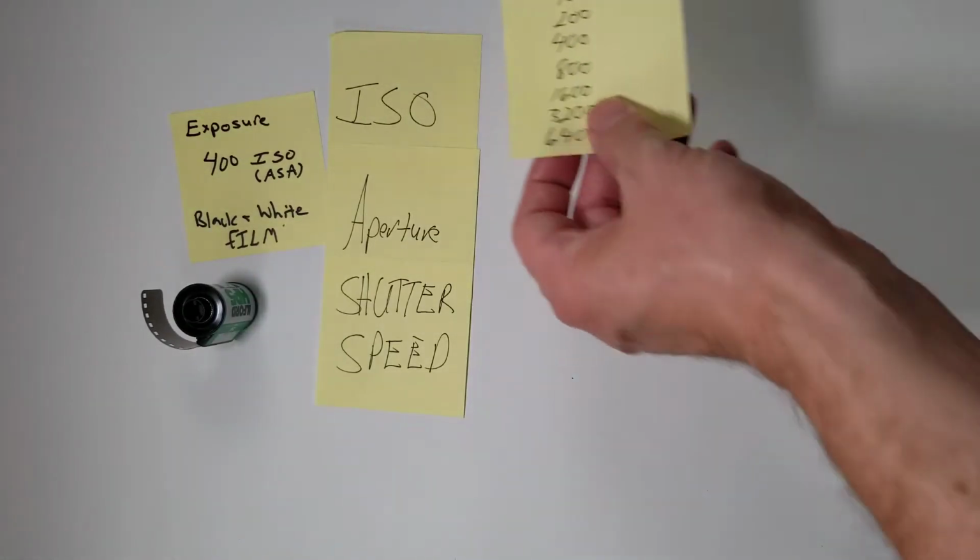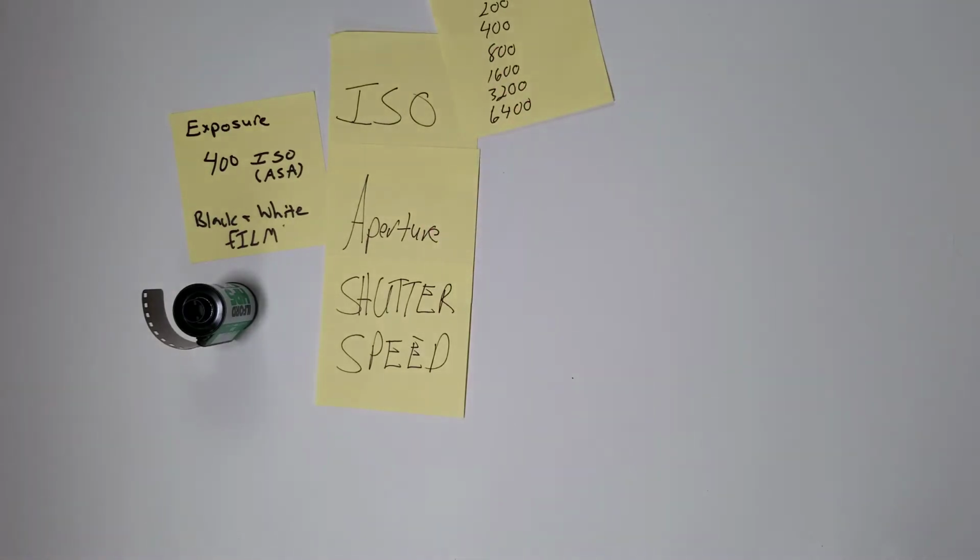Now there are other options when it comes to ISOs: 200, 400, 800, 1600, 3200, 6400. We could push this film, meaning rate it higher than 400, or we could pull this film, rate it lower than 400, or we can expose this film at what's called box speed. Box speed is 400, and that's what we're going to be doing this semester. So we're going to photograph at 400 ISO.